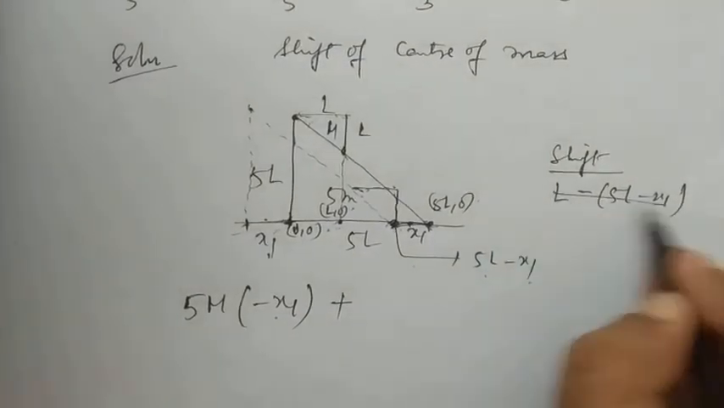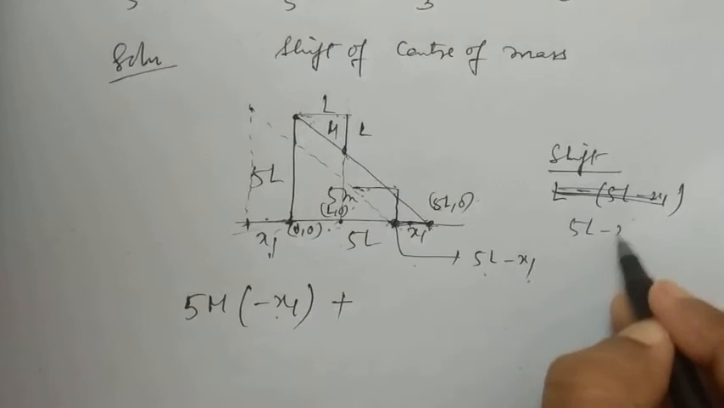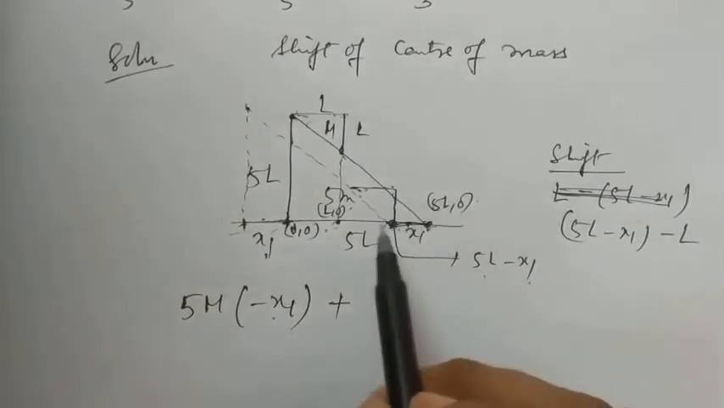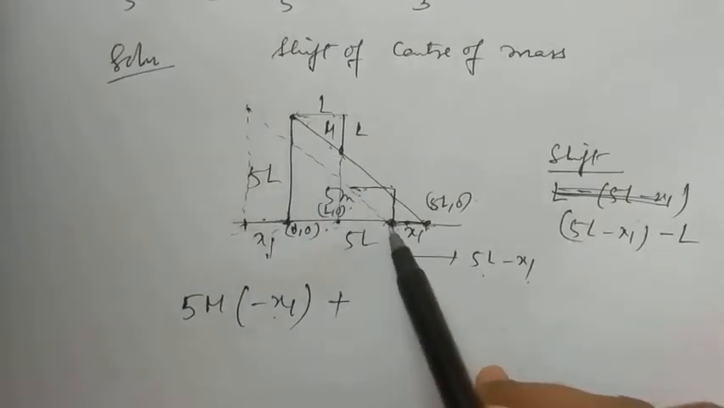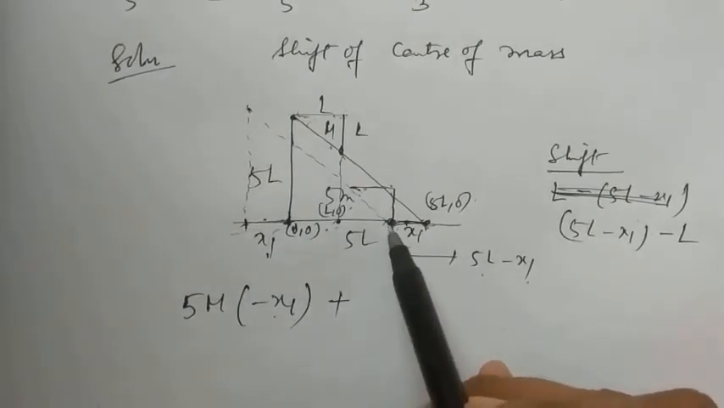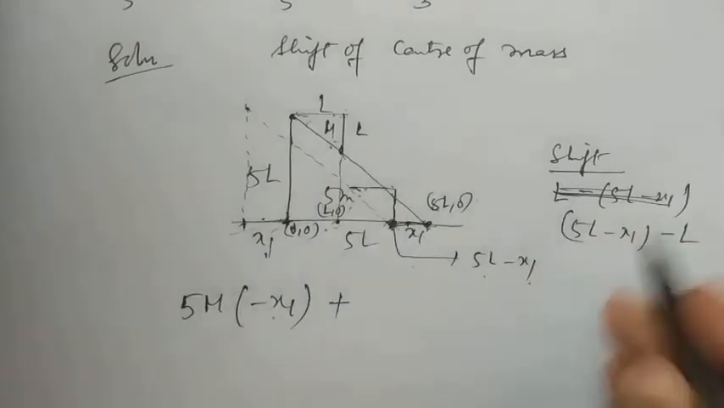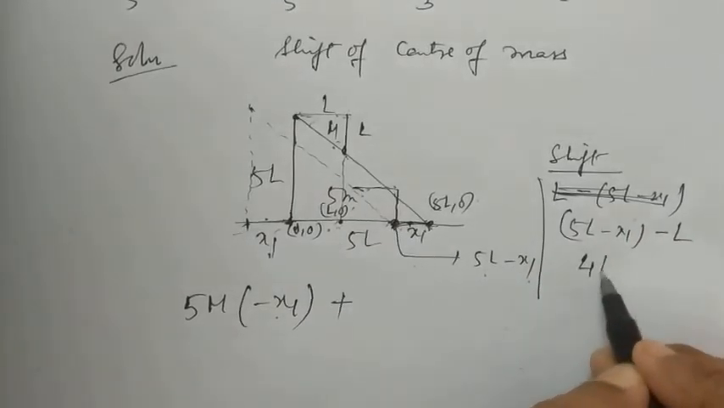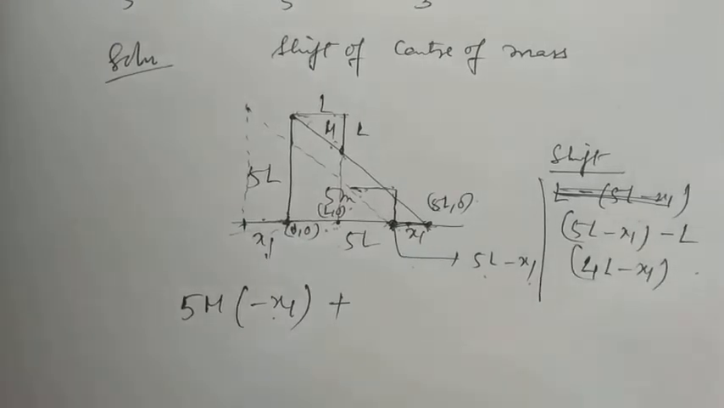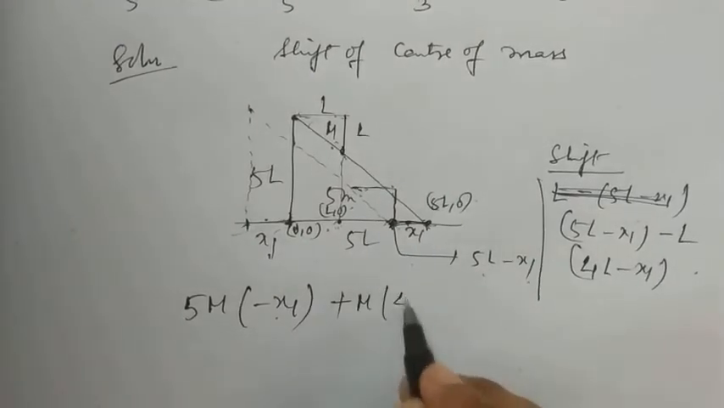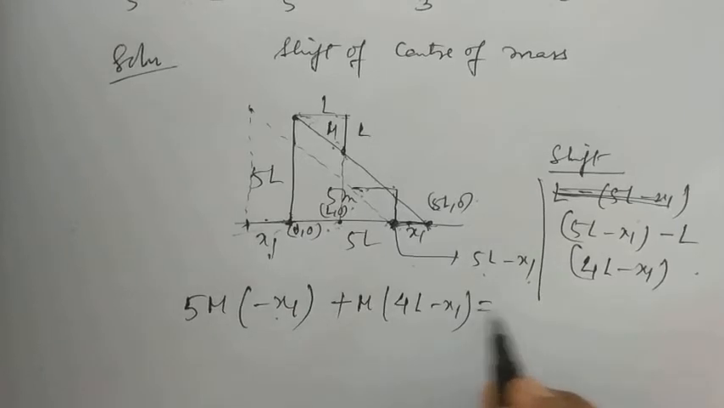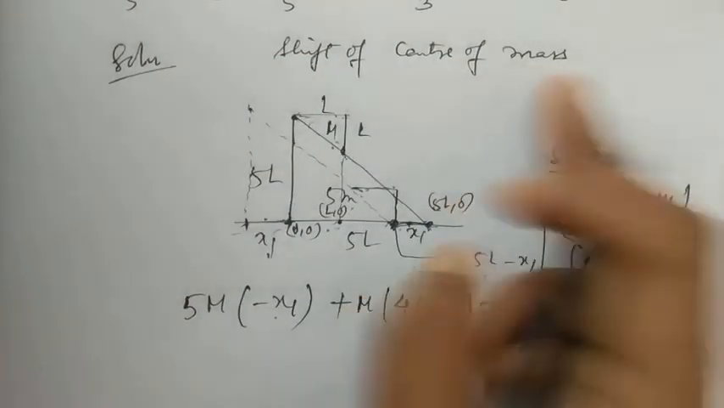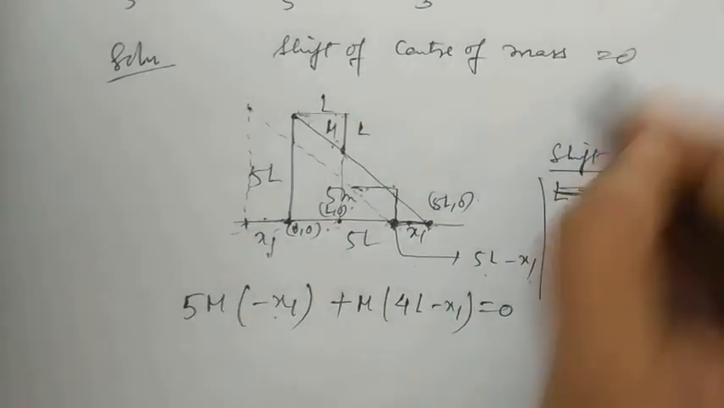Now a little bit of mistake has been done. It will be 5L minus x1 minus L. This is the initial position, this is the final position. So the shift is subtraction of the initial position from the final position. So this will give you 4L minus x1. So here m into 4L minus x1, resultant shift always becomes 0. Shift of the center of mass in this case will be 0.